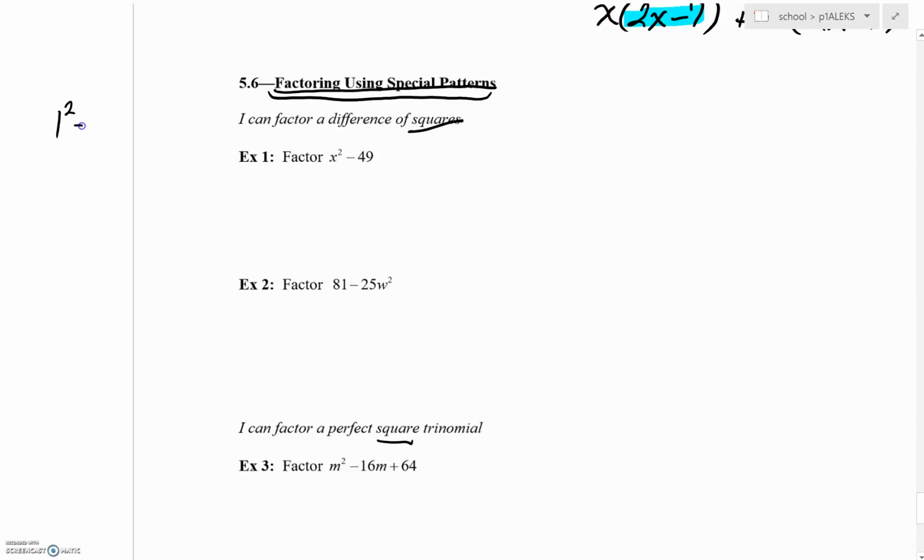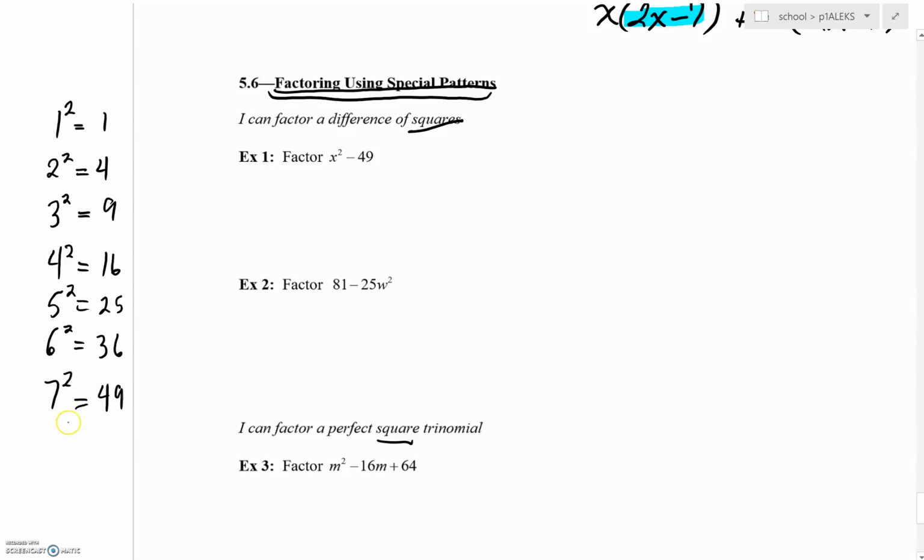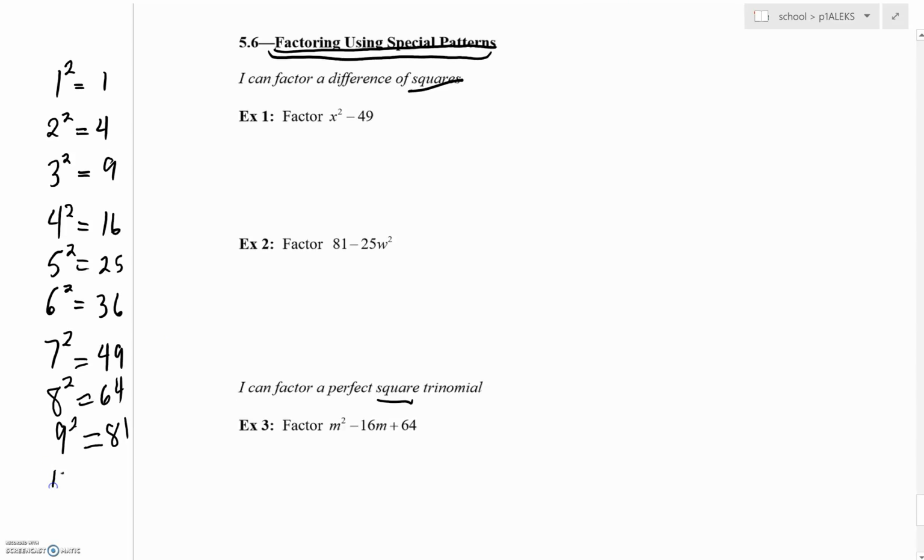We could take 1 squared, 1 to the second is a 1. 2 to the second is going to be a 4. 3 squared, 3 to the second is 9. 4 squared is going to be 16. 5 squared is equal to 25. 6 squared is equal to 36. 7 squared is equal to 49. 8 squared is 64. 9 squared is 81. And 10 squared is going to be 100.